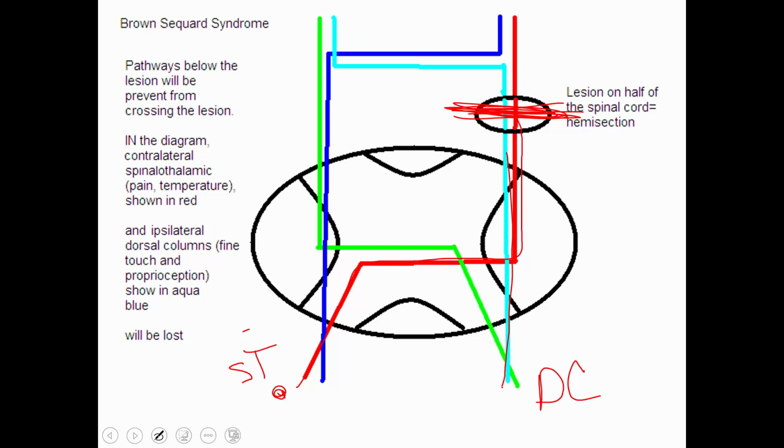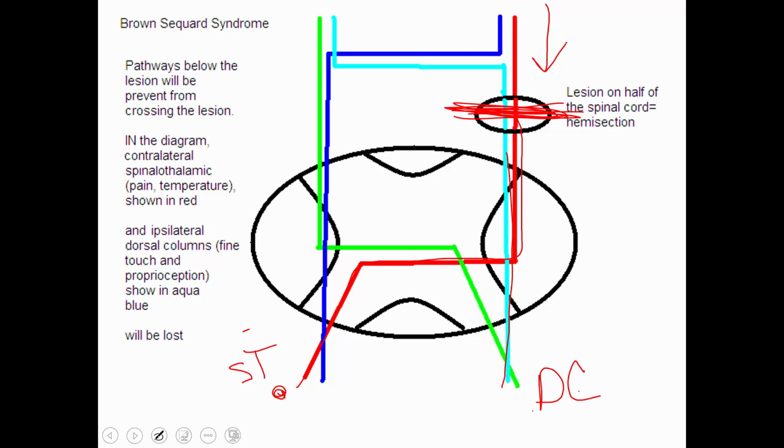The spinothalamic tract below the lesion has already crossed and is rising contralaterally, so the ipsilateral is already crossed of the spinothalamic, and the dorsal columns have not crossed yet. So they will lose contralateral spinothalamic and ipsilateral dorsal columns, and of course they'll also lose motor going to the left side of the body.